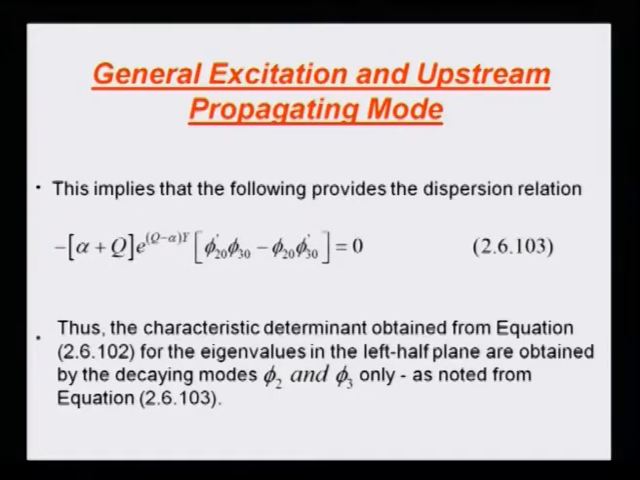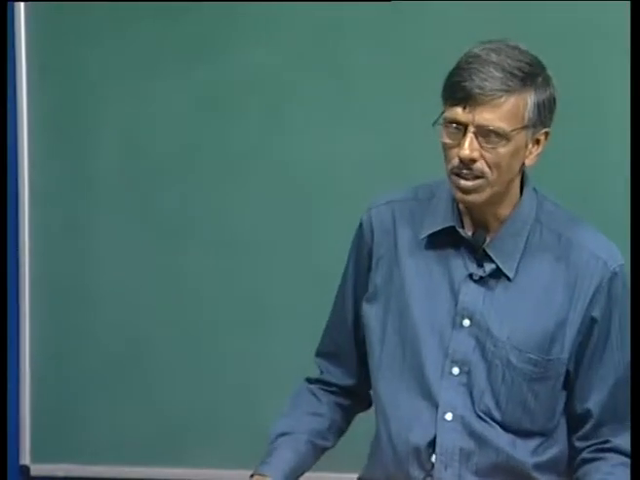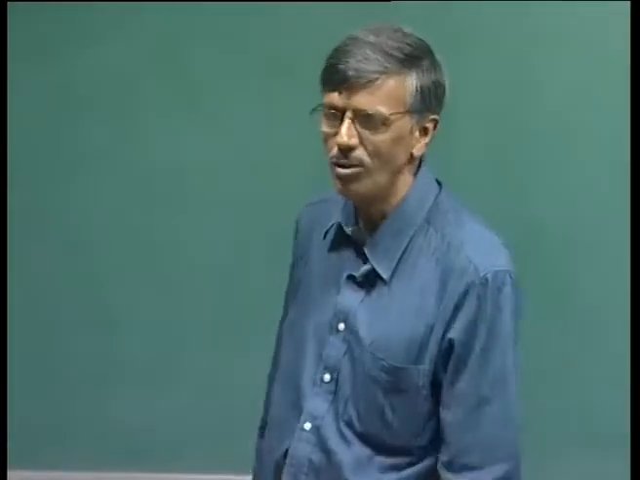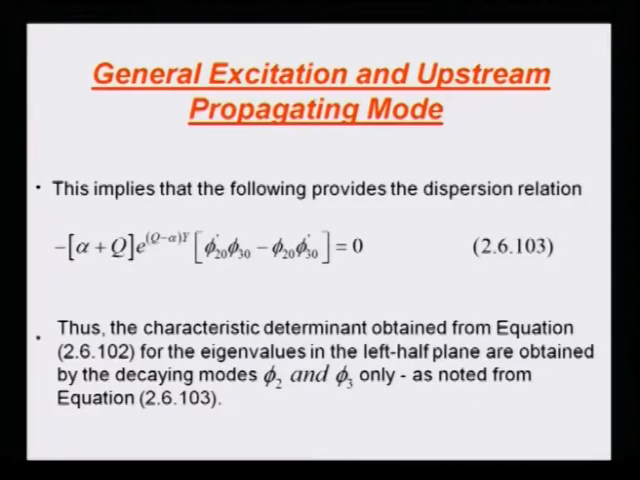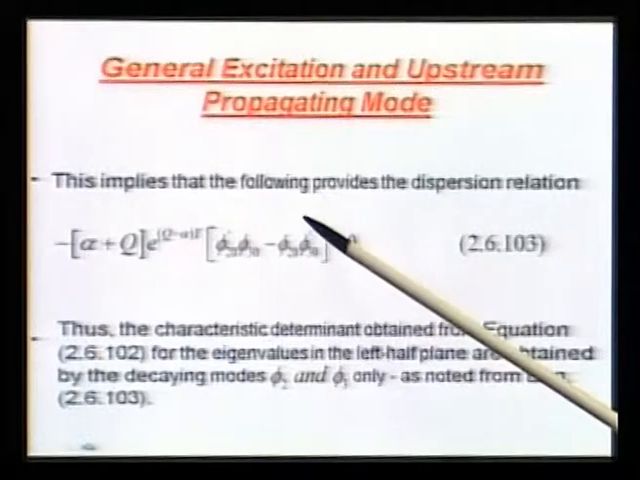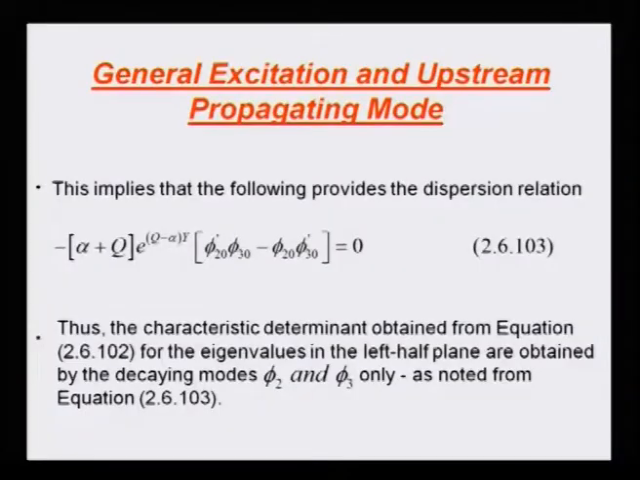So, basically then we have learned a very interesting lesson, that even when we are looking for the mode in the left half plane, all we need to do is look at the same characteristic determinant, the same dispersion relation composed of the decaying modes alone. And I told you a story that we figured it out in the late 80s, and we were really not very sure how to interpret it, but today we can interpret it. You know what we are doing.